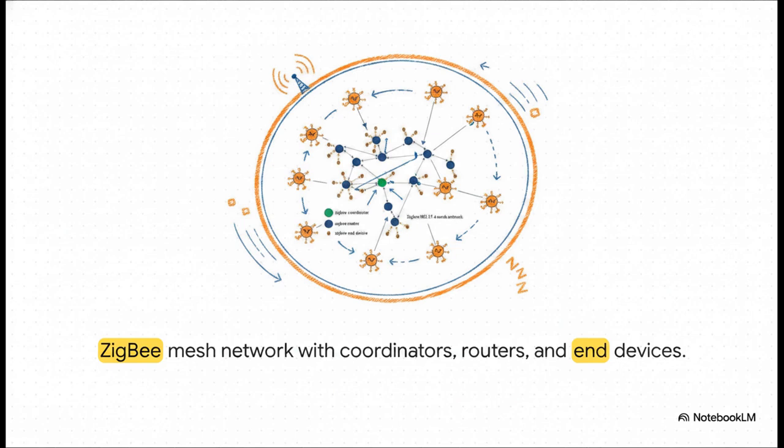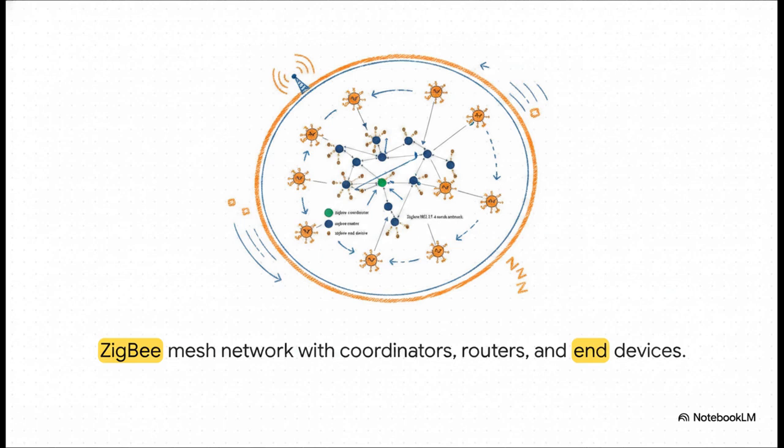Speaking of collaboration, let's look at a classic Zigbee mesh network. Unlike a simple star setup where every single device has to talk to one central hub, these devices can actually relay data for one another. You have a single coordinator, that's the green one, that forms the network and assigns IDs. Then, the dark blue routers act like messengers, passing data along and dynamically extending the range of the whole network.